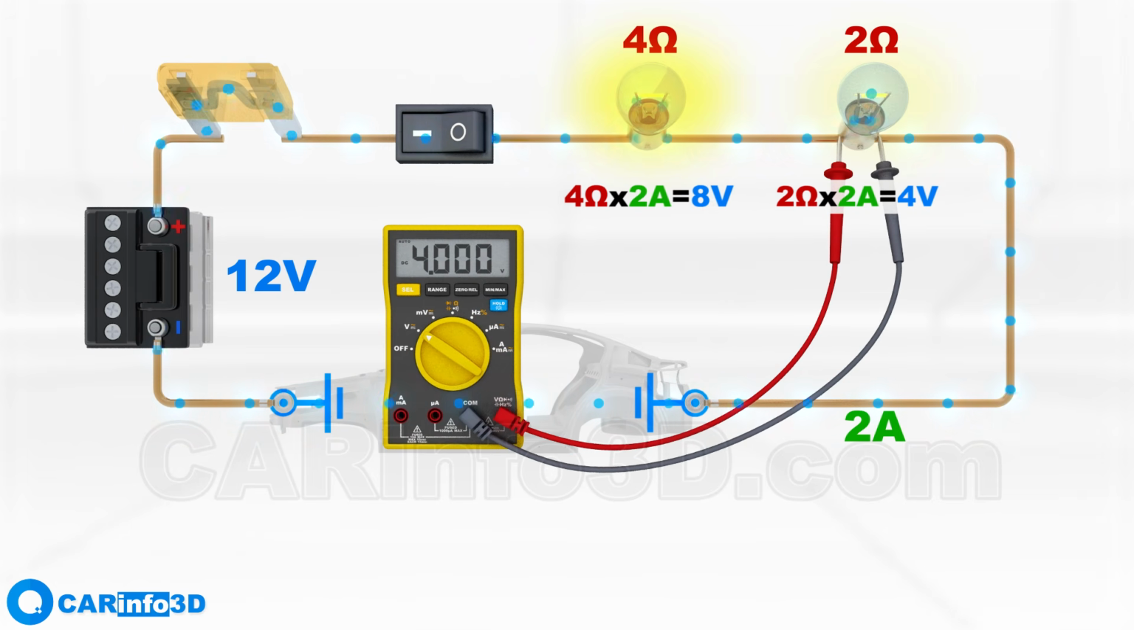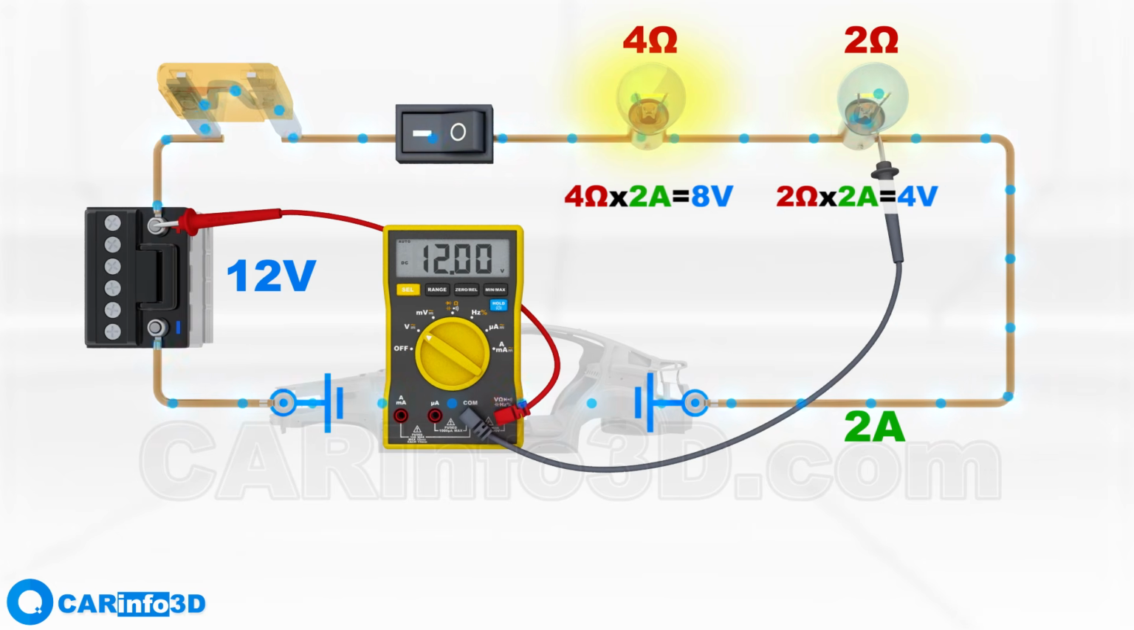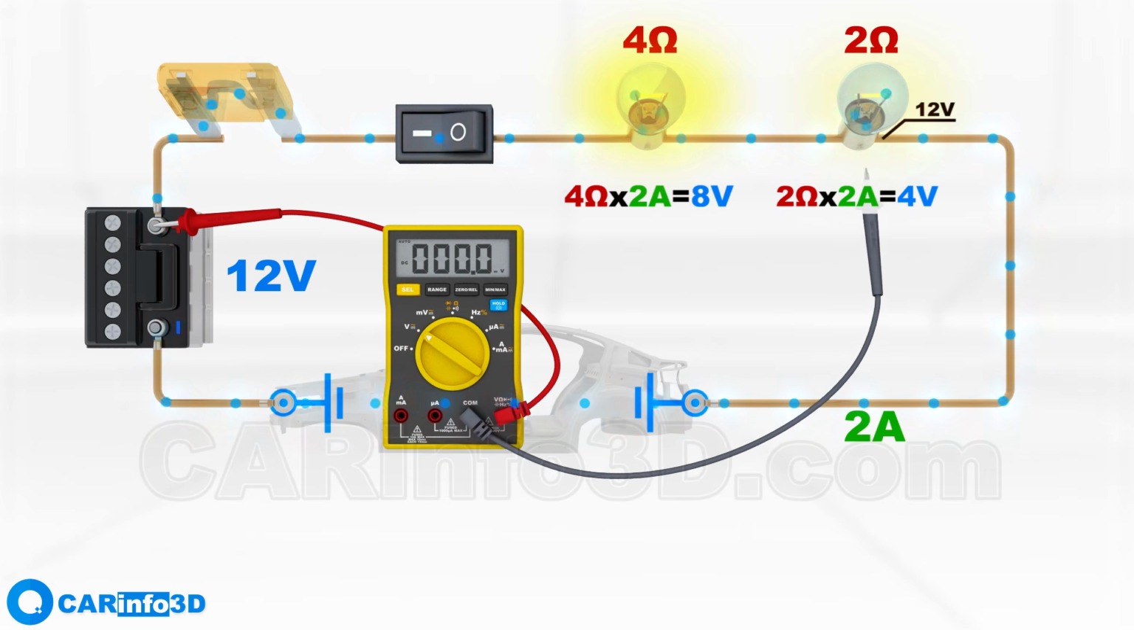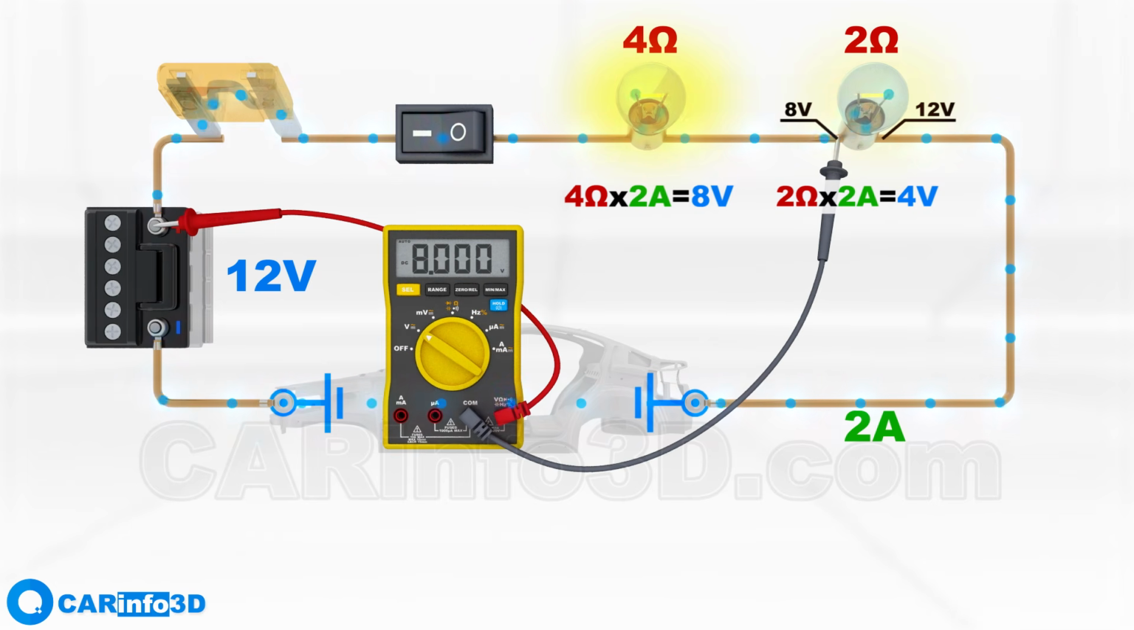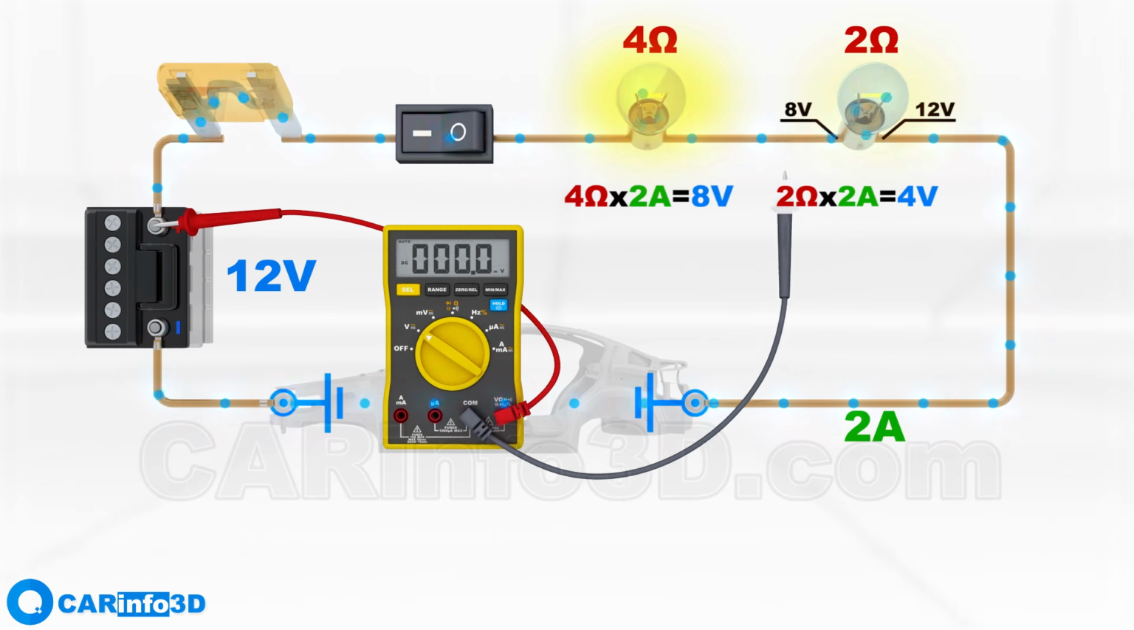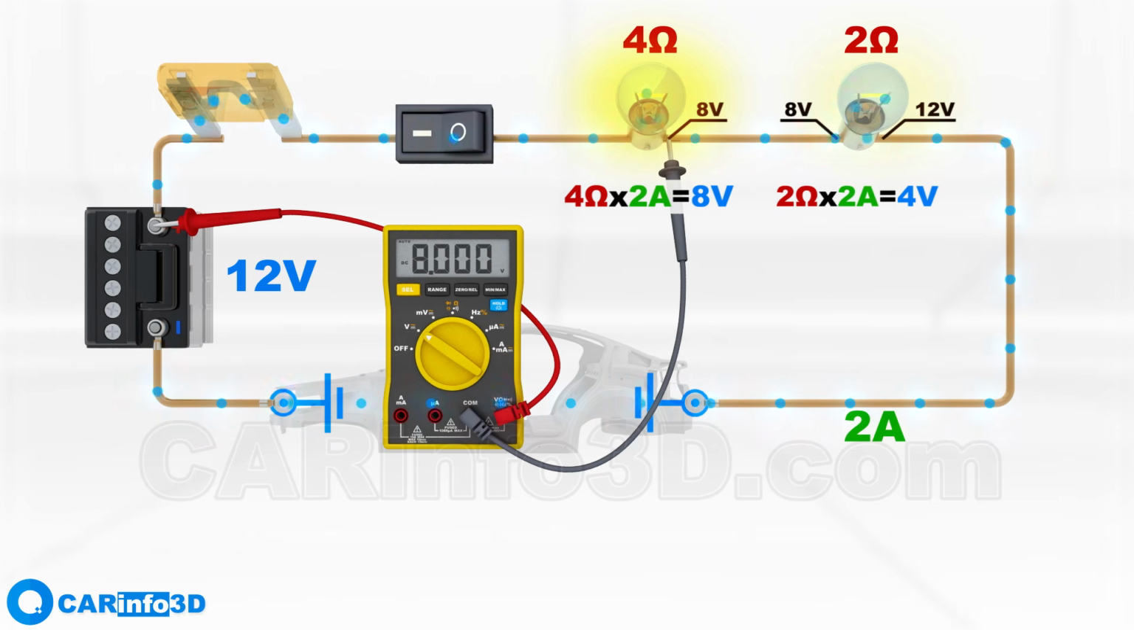Let's take another measurement to clearly see the voltage drop after each bulb. At point 1, we have 12 volts. At point 2, 8 volts. The voltage drop across the first bulb is 4 volts as expected. The voltage drop between points 3 and 4 is 8 volts.